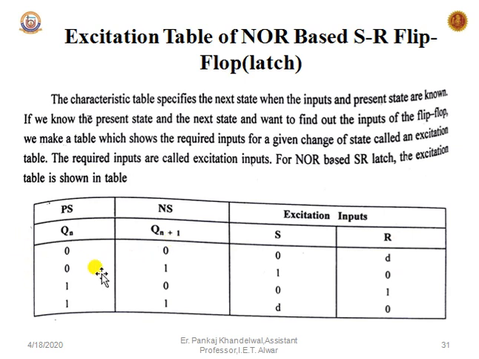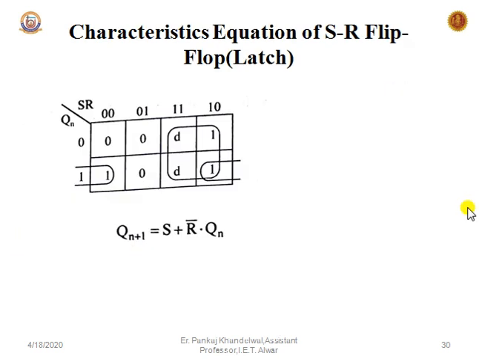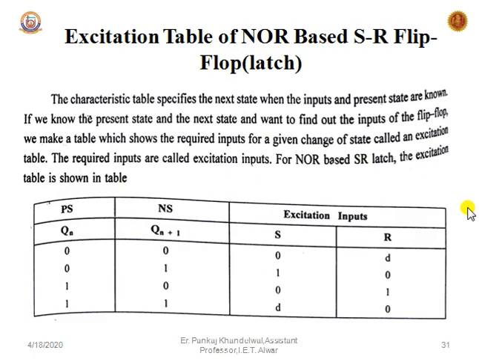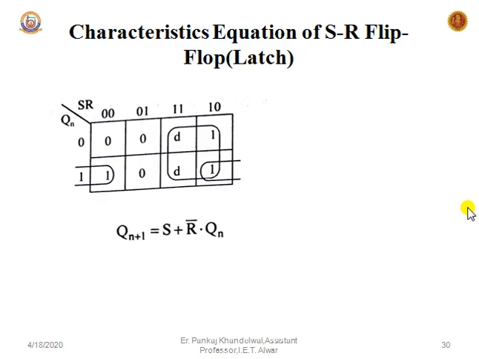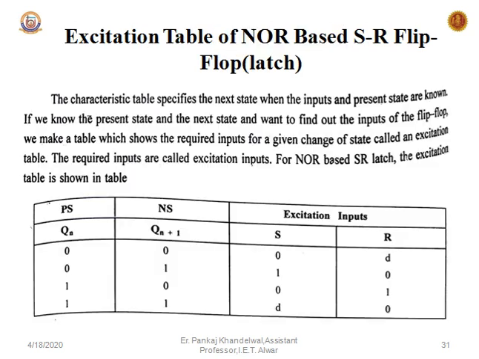After that, when present state is 0 and next state is 1, if we go to the slide, we can compare the third row, because the third row only contains present state 0 and next state 1. In this case, the set is 1 and the reset is 0, so we can put the value of set as 1 and reset as 0.